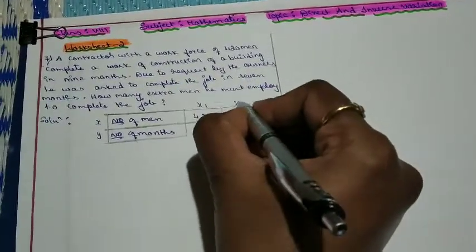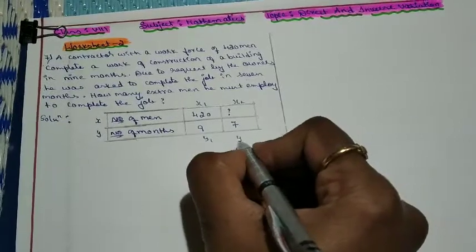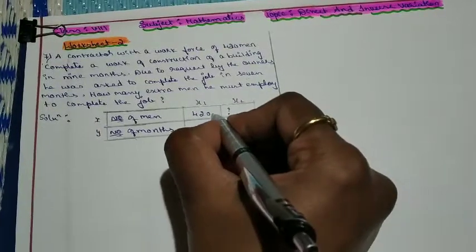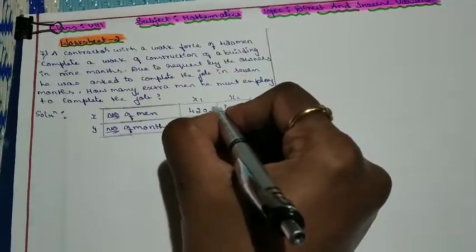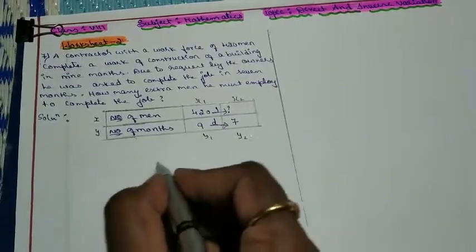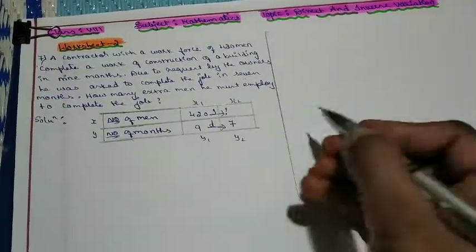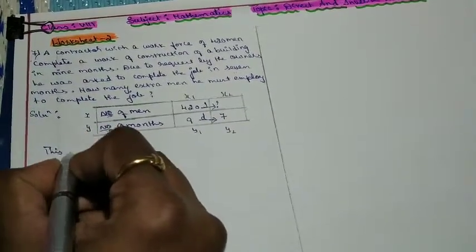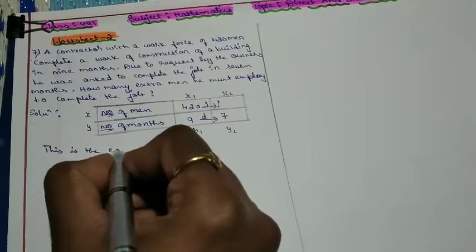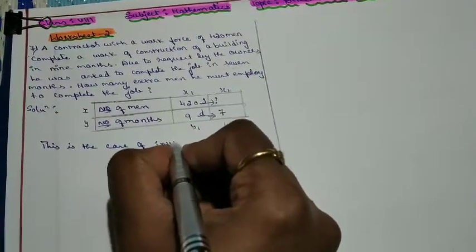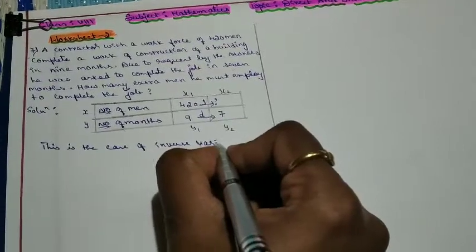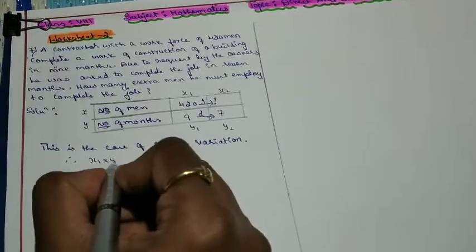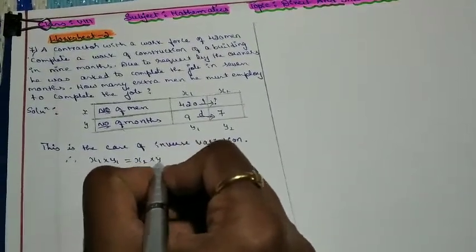Then x1, x2, y1, y2. So here the number of months is decreasing, children. Of course, he should increase the number of men. So here one is increasing and the other is decreasing. Number of men gets increased and the number of months gets decreased. Therefore, this is the case of inverse variation. Therefore, x1 into y1 equals x2 into y2.